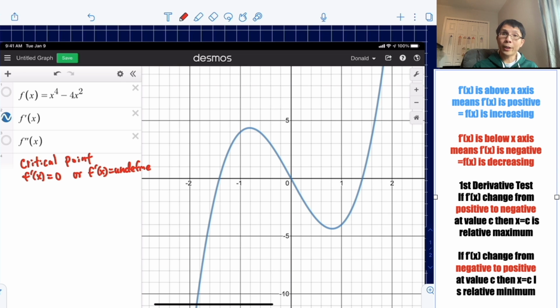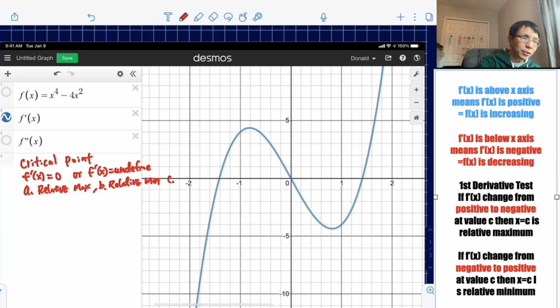Now, at a critical point, one of three things can happen. The first is you can possibly have a relative max, and B, you can have a relative min, and C, you can just have some type of horizontal tangent. I'm going to write that down as HT. If you're ever wondering what HT stands for, it's horizontal tangent.